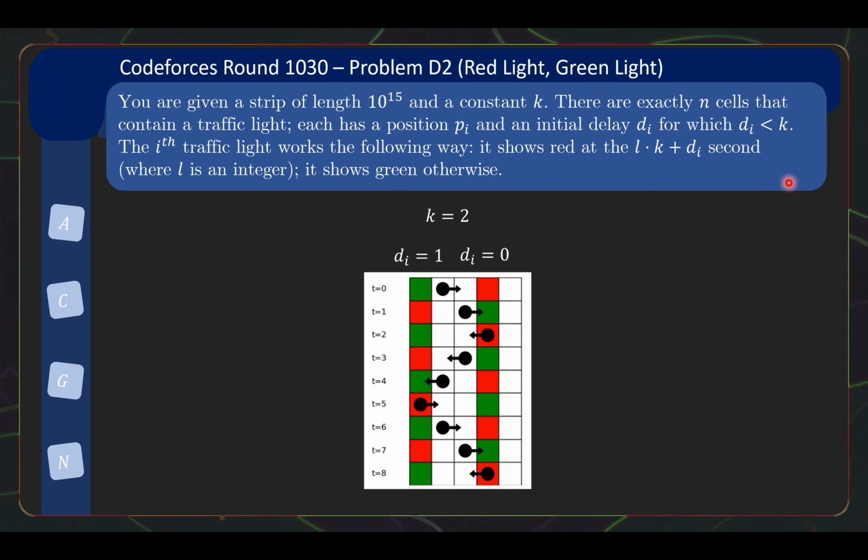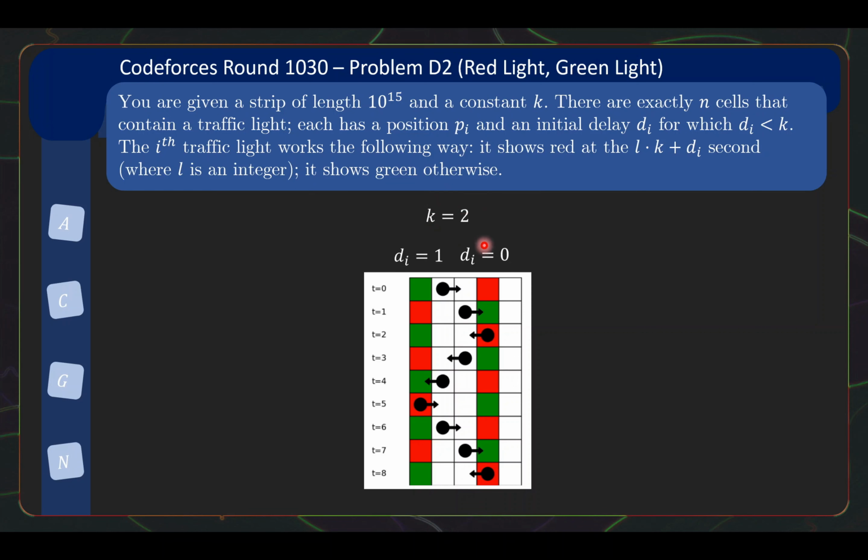What does all this mean? So basically you have your very long strip here. K is basically like the period. The traffic light behaves in a way where it is a cycle of period k, and basically d_i is the offset during which the traffic light will show red. So for example, over here in this diagram, I have two traffic lights. My strip is horizontally displayed, and I have two traffic lights, one at this position and the other one at this position. And let's say k equals 2 is the period.